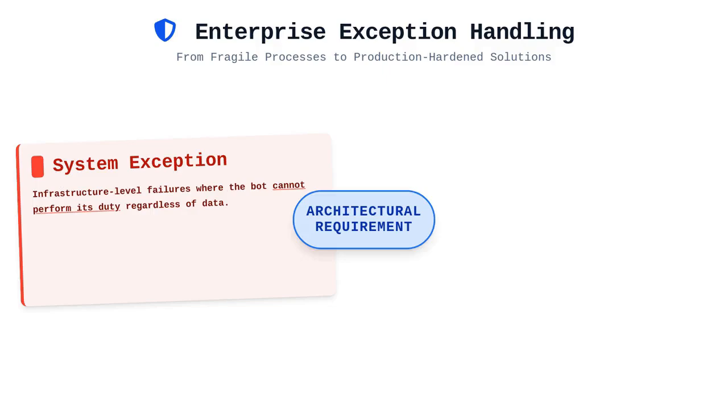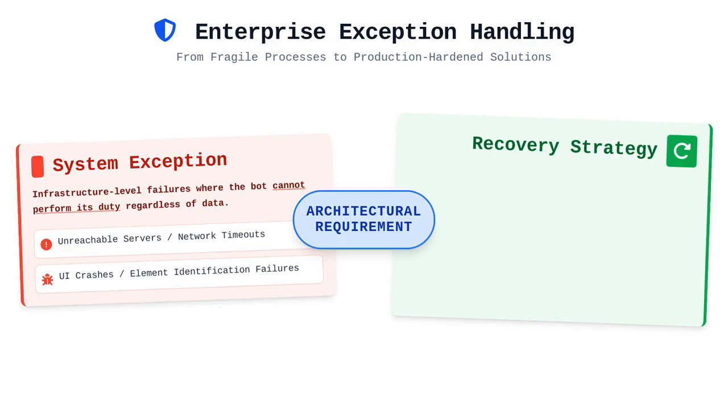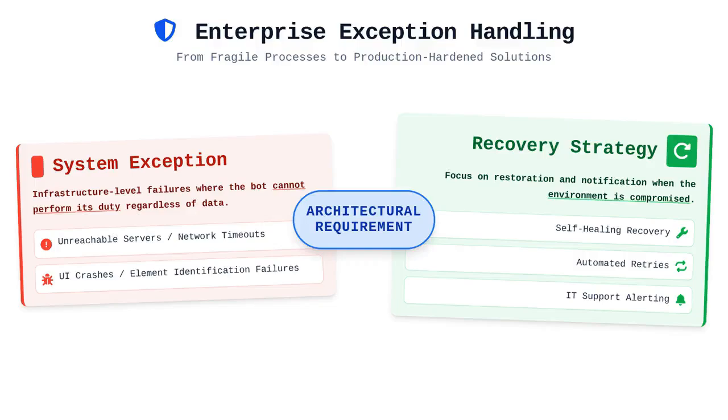Think of these as infrastructure-level failures. For instance, a server becomes unreachable, a network timeout occurs during a credential handshake, or the target user interface crashes before a requested element can be identified. These events are outside the scope of the process logic because the bot literally cannot perform its duty due to external technical constraints. In such scenarios, your strategy should focus on recovery, retries, and eventual alerting to IT support teams because the underlying environment is compromised.